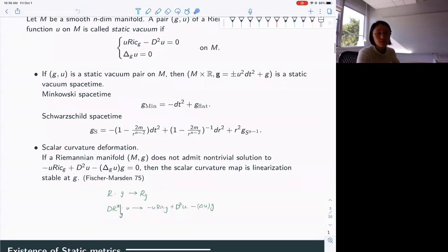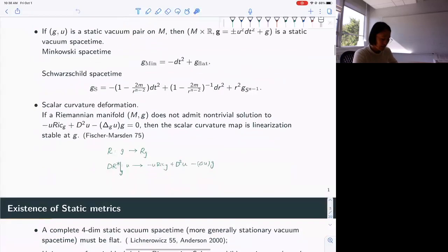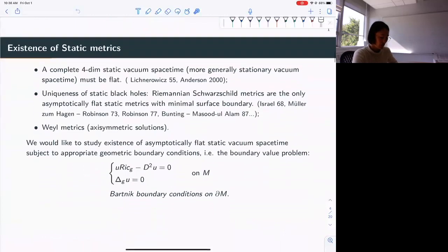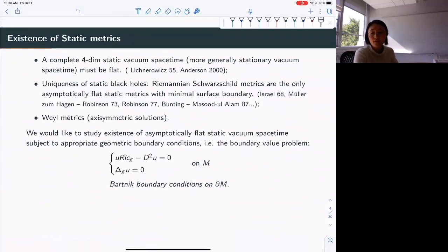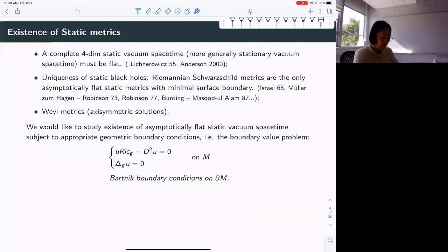Since static vacuum pairs are very important and interesting, we would like to know the existence of such pairs, and here are some results we have. In the complete case, we know that a complete 4-dimensional static vacuum spacetime, actually we can say more generally, a stationary vacuum spacetime, must be flat. This was first proved by Lichnerowicz with the assumption that the spacetime is asymptotically flat, and then it was proved by Anderson with no asymptotic assumption.